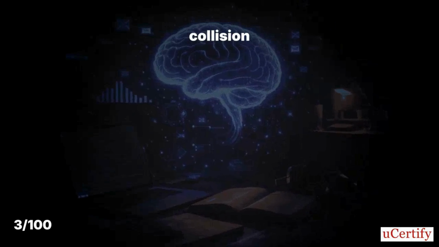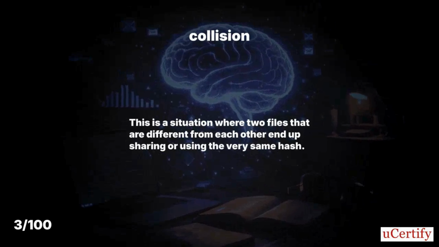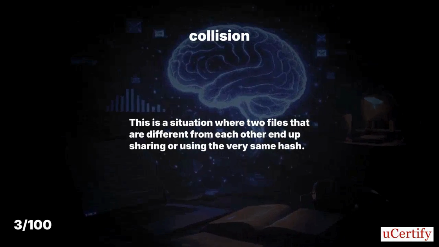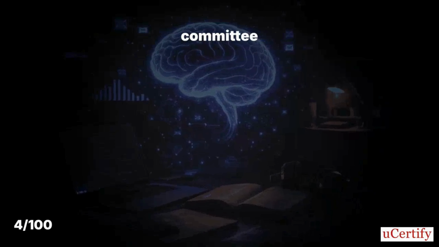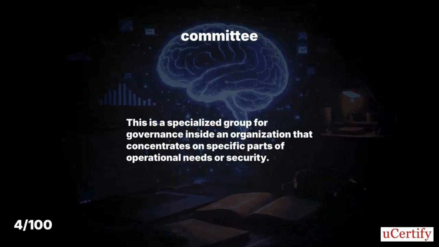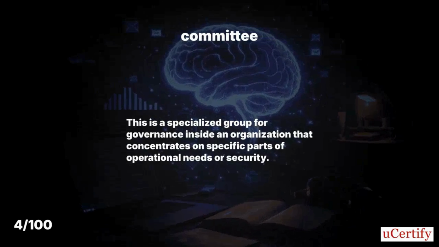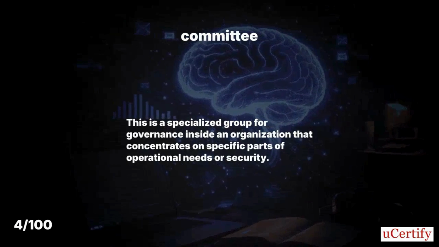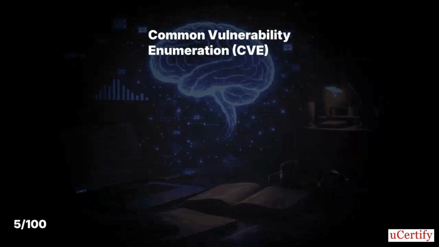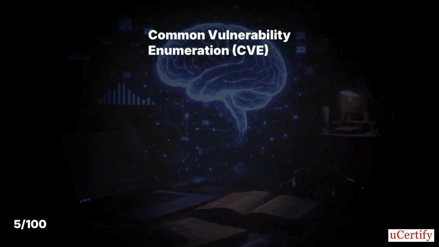Collision. This is a situation where two files that are different from each other end up sharing or using the very same hash. Committee. This is a specialized group for governance inside an organization that concentrates on specific parts of operational needs or security. Common Vulnerability Enumeration, CVE.